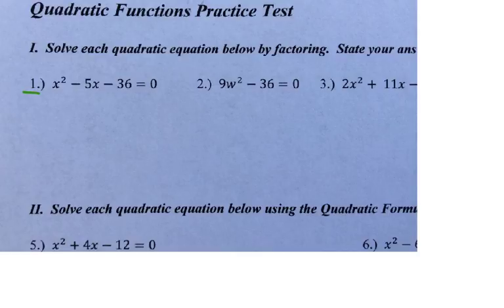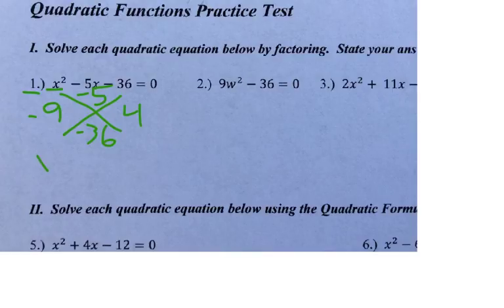So number 1, we're going to use AFM because it is solved for 0, and we're going to multiply. So 1 times negative 36 is negative 36, and they add up to our middle term of negative 5. What two factors? I'm looking at 9 and 4 will multiply to negative 36, and the negative has to be with 9. And then I'm looking to see if I have a lead coefficient. I don't.